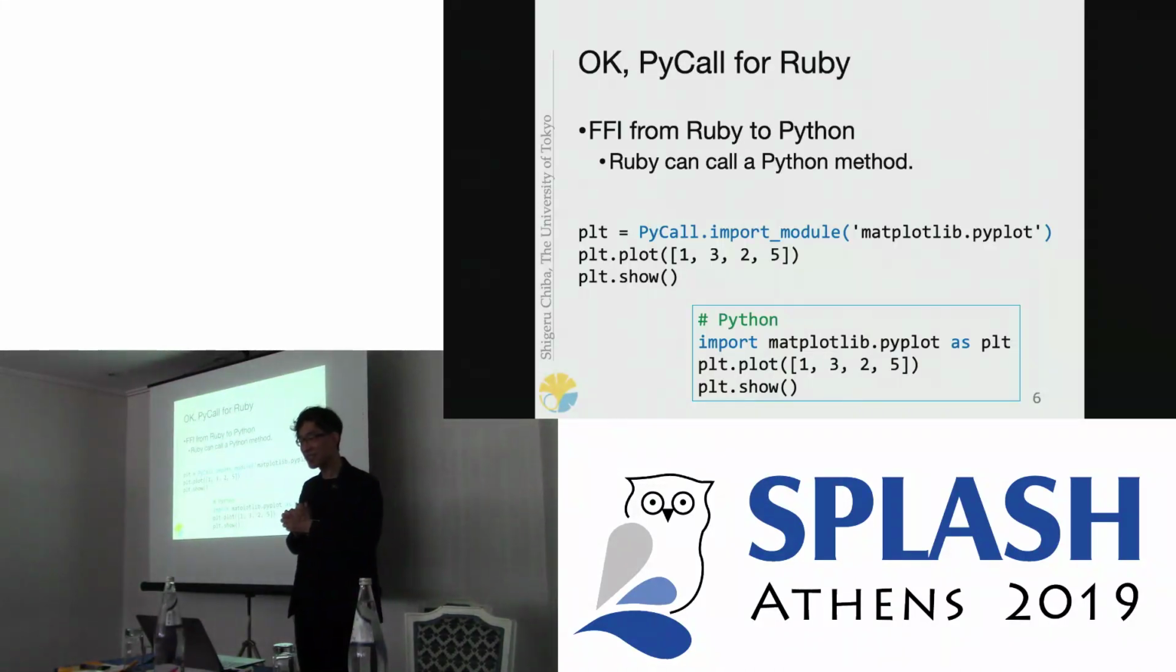Okay, some smart guy implemented PyCall for Ruby. PyCall is an original library invented for Julia to call a Python method from Julia. One guy implemented the same thing for Ruby. So now we have an FFI from Ruby to Python. So Ruby can call a Python method.